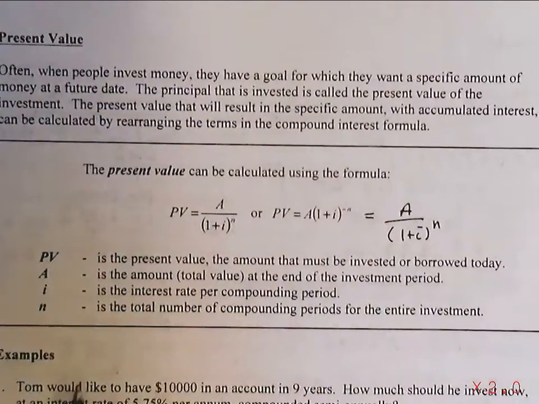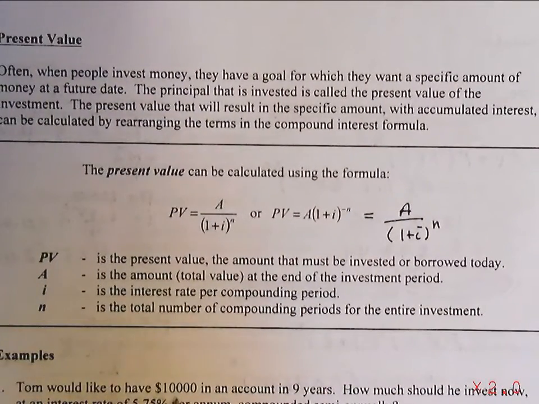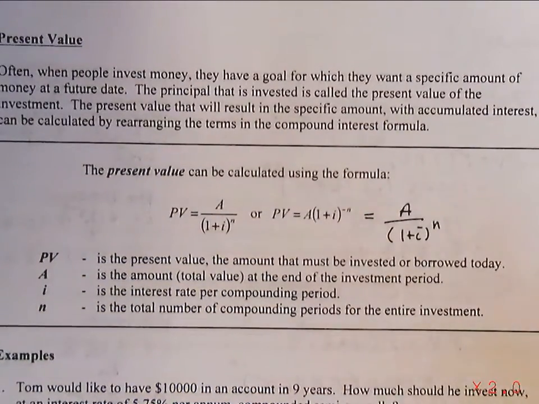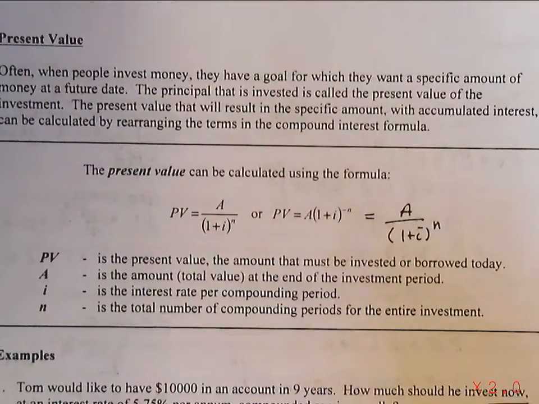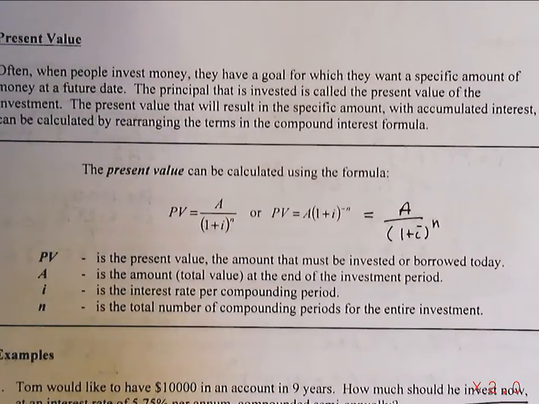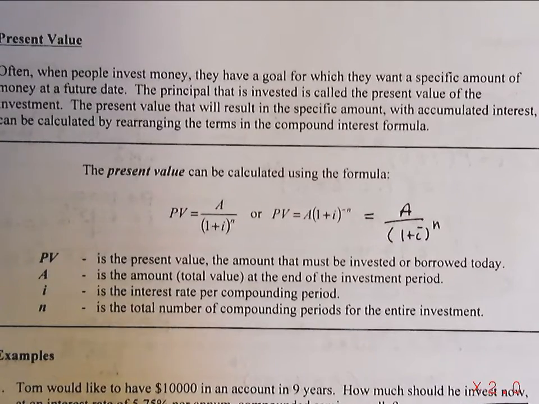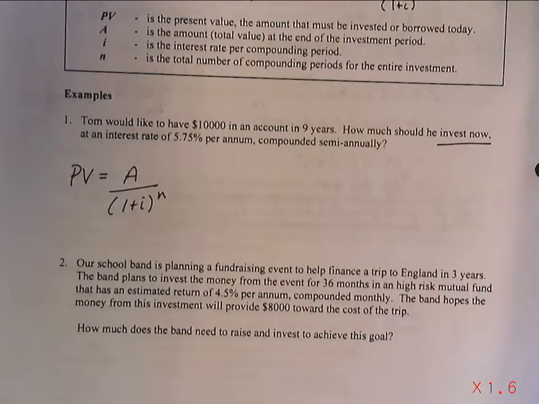So let's take a look. Tom would like to have $10,000 in an account in 9 years. That is a future value that he wants to have. How much should he invest now? So the question is really a present value question. How much should he invest now so that he can have a certain amount of money in the future? That's your formula. Oops, you can't see. Let me come out a little bit. So there you go.